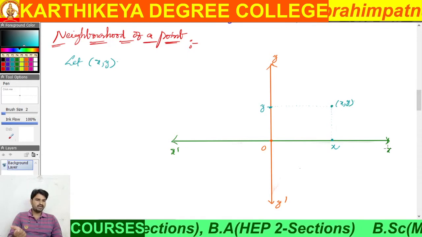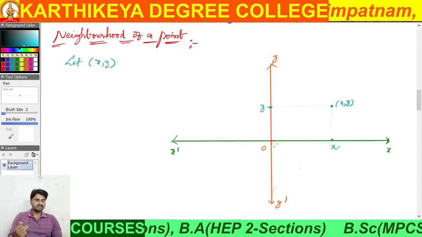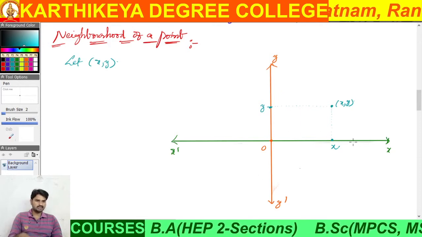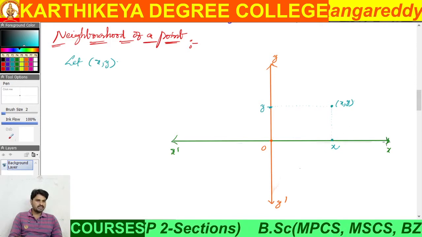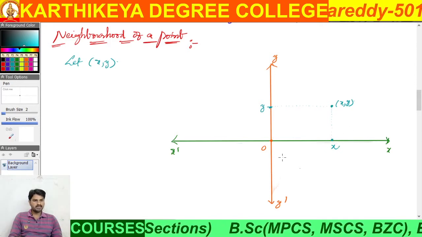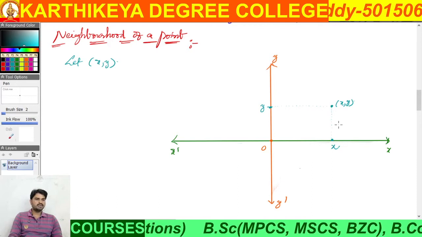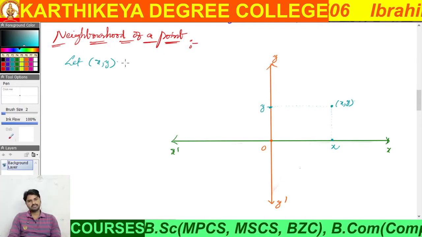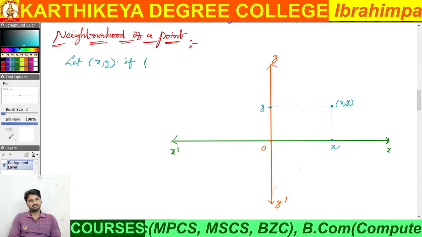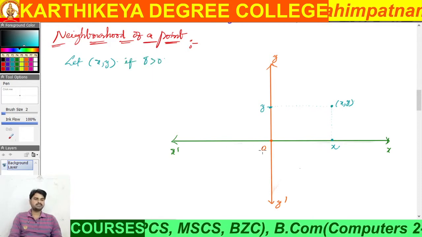So here we have taken the x-axis and y-axis, both are real axes. Okay, they represent the real line. So the x-axis is also a real line, and the y-axis is also a real line. To find the neighborhood of a point, we need to take a distance. Okay, if delta greater than 0 is the distance.